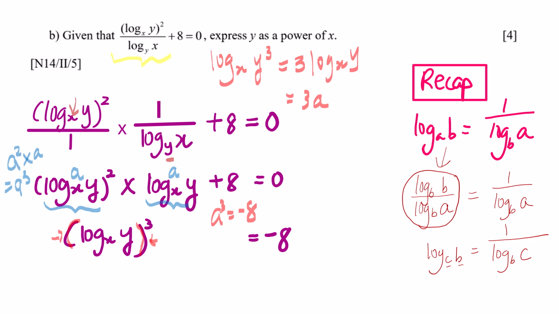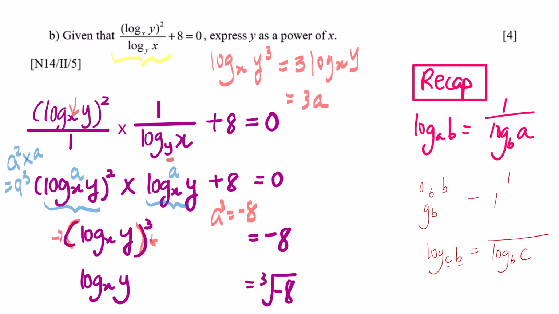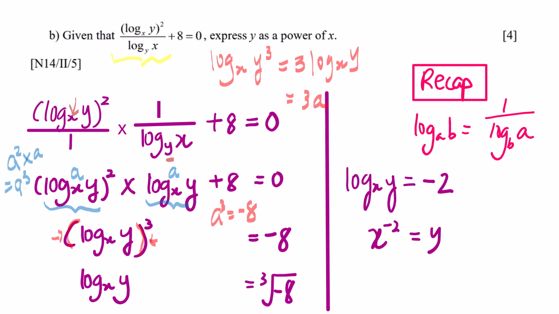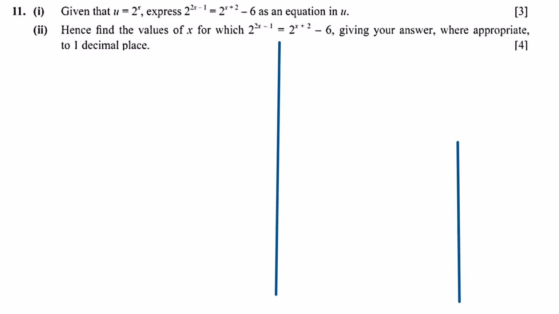So how do I find a? Yes, basically I just cube root negative 8. And cube root negative 8 will give me, what does it give you? Yes, it gives you negative 2. And you can just change it into index form. x to the power negative 2 is just basically 1 over x squared. And that's how we do it. Let's look at the next question.